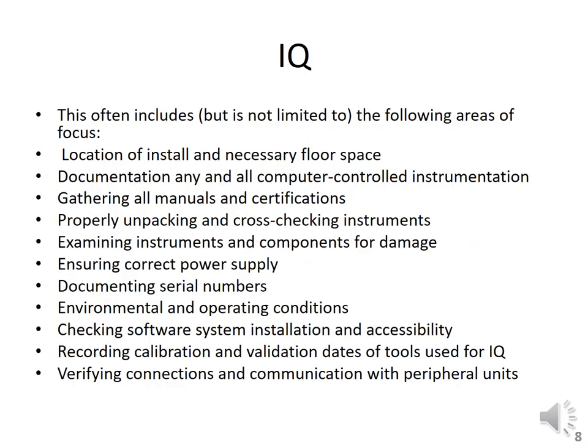Now, what are the focus areas while doing the installation qualification? Many of them we have discussed earlier, but still, just for a quick review, I am going to discuss them again, but quickly, right? So now, the following are the points or the areas which should be focused on. Number one, location of the installation and necessary floor area. Definitely the area where you are putting and installing the machine is important, that should be proper.